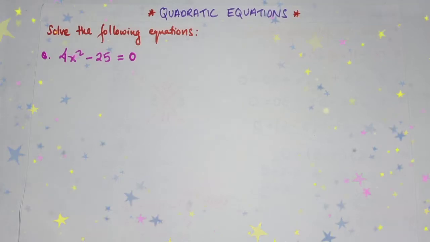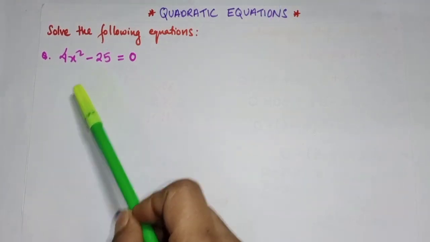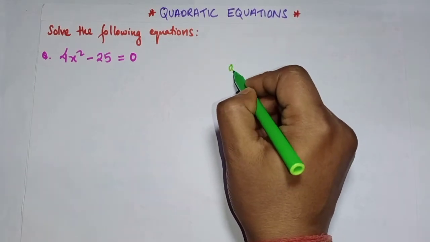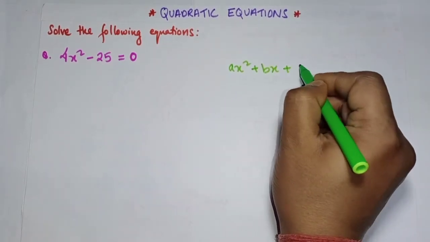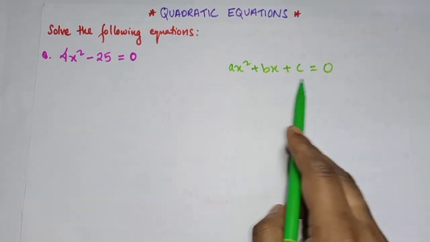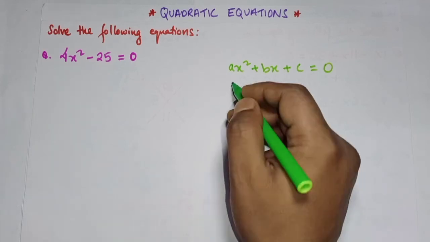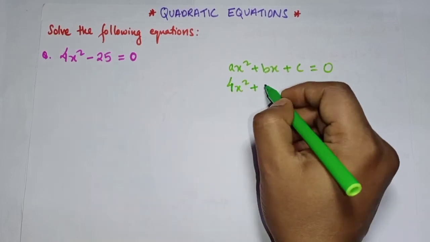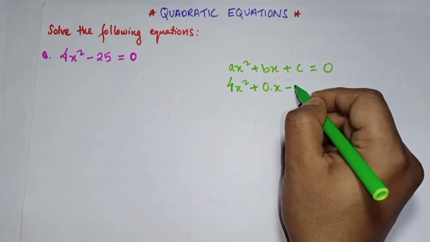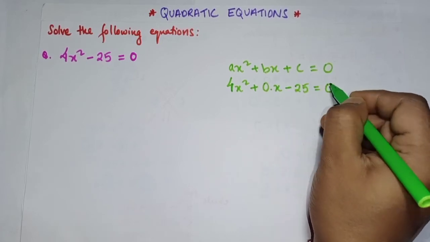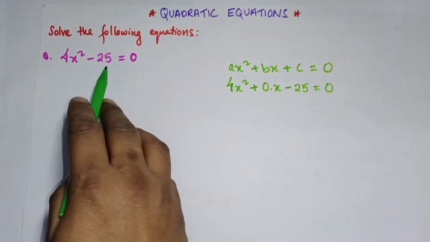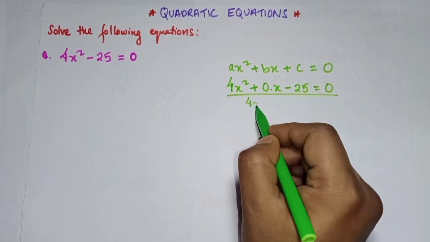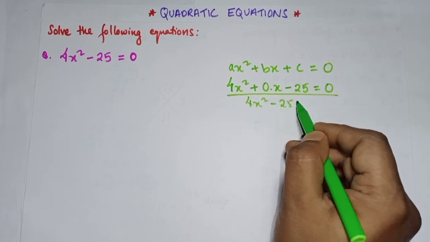Here in this question, what they have given is 4x square minus 25 equals 0. Many students get confused because the quadratic equation form is ax square plus bx plus c equals 0. But it's not that way. Actually it's in quadratic form only: 4x square plus, instead of b it's 0 into x, minus 25 equals 0. It's not looking like a quadratic equation, but it's in quadratic form only. Since b is 0, I can write this as 4x square, 0 into x is 0, so directly minus 25 equals 0.